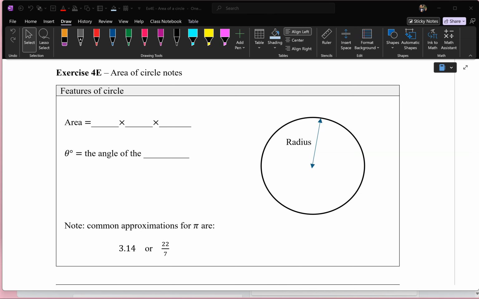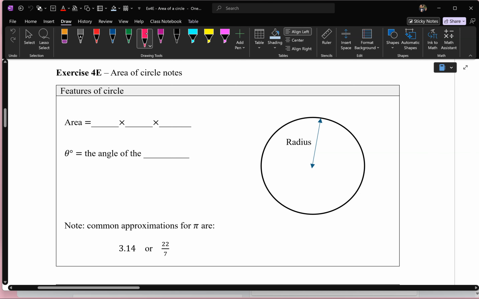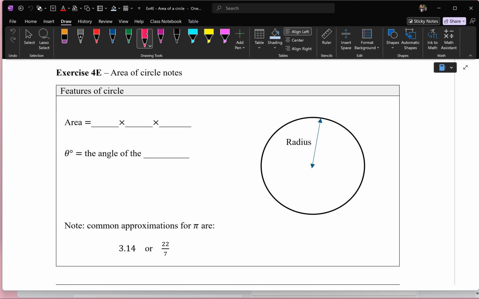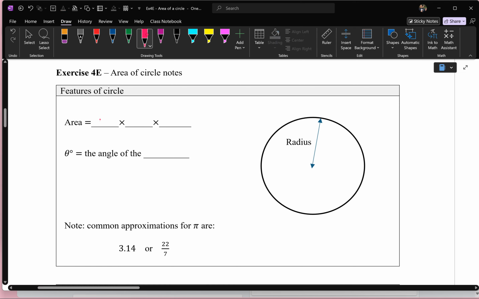Go. If you don't have the booklet, then write it into your exercise book. But there's only one formula to work with. Here we go. This is called area of circles in exercise 4E. This is the formula. I want you to write it down. Area of a circle is pi times radius squared. That's what's in your textbook.